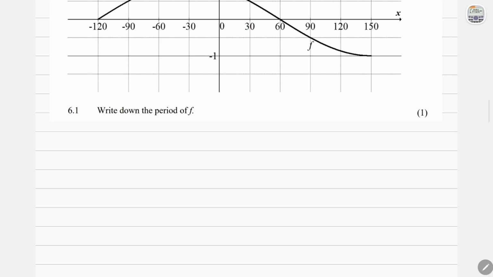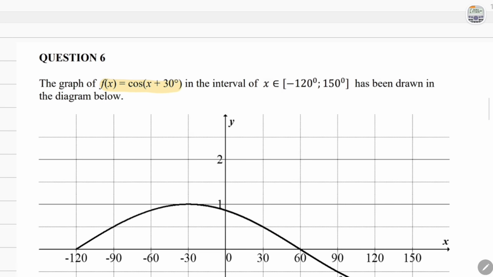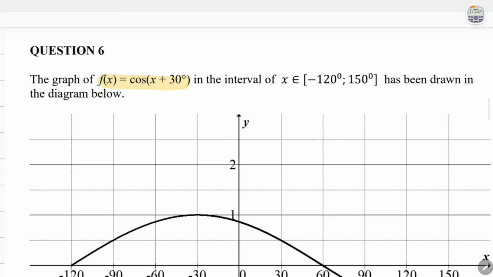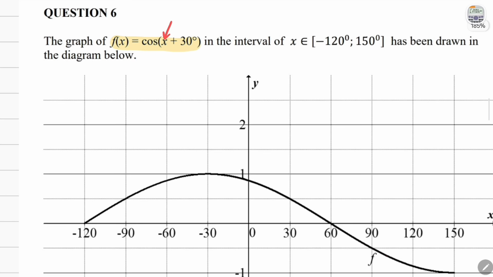And the first question, 6.1, says, write down the period of f. The period of a graph is how long that graph will take to complete a cycle. This is a cos graph, and it's cos(x + 30 degrees). But notice it's cos x, not cos 2x, not cos half x. So it's still cos x, meaning that the period has not been changed. It has not been tampered with.